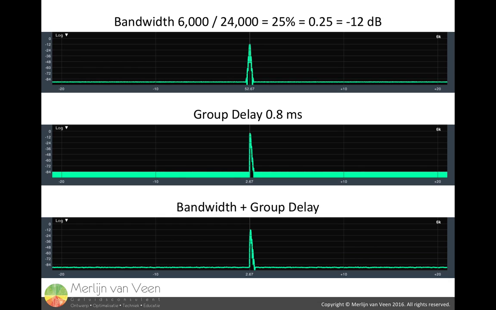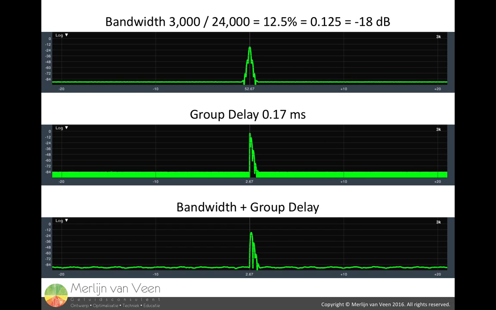Lowering the filter by another octave drops the impulse response to minus 12 decibels, and doubles the amount of group delay, but only for frequencies below 6K. Lowering the filter by another octave drops the impulse response amplitude to minus 18 decibels, and it doubles the group delay again to 0.17 milliseconds for frequencies below 3K.